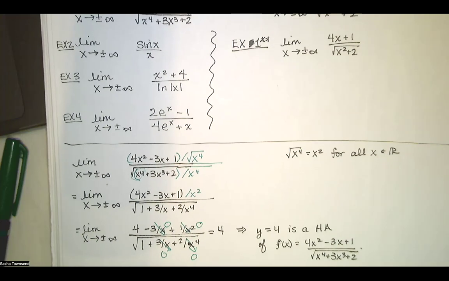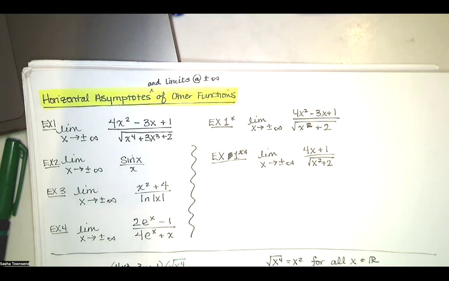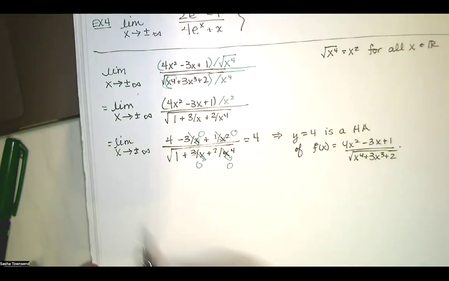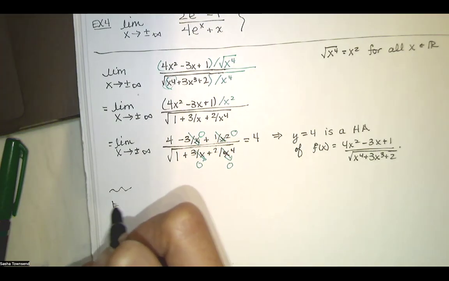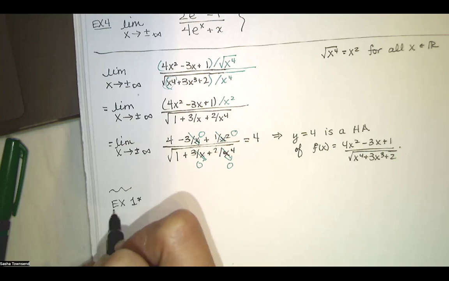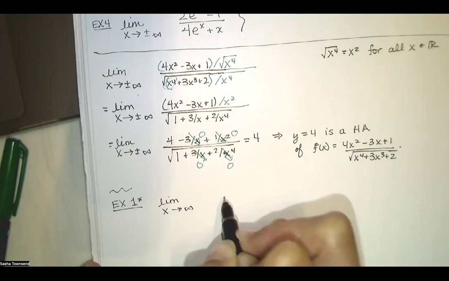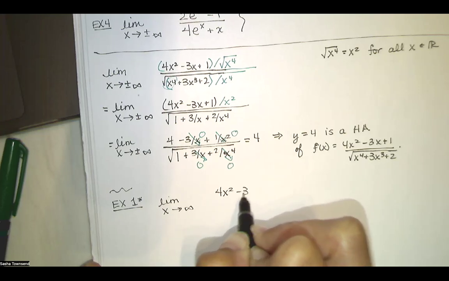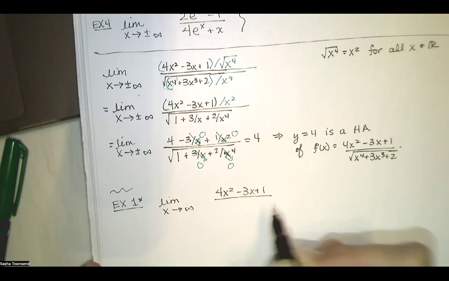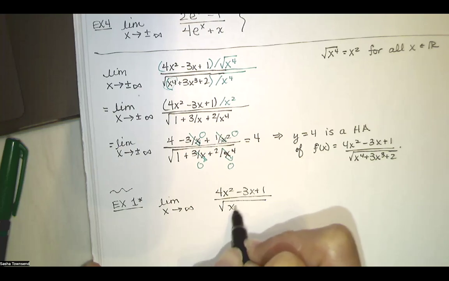But things change a little bit if you have something like this, the square root of x squared. So let's look at a similar example. I'm going to call this example 1 star. I want the limit as x goes to positive infinity of 4x squared minus 3x plus 1, all divided by the square root of x squared plus 2.